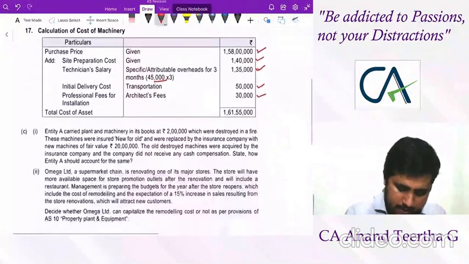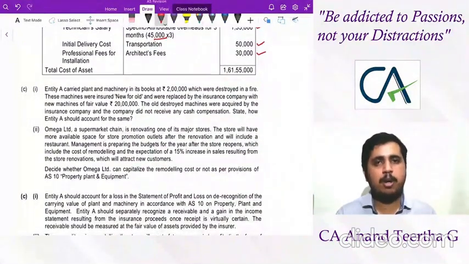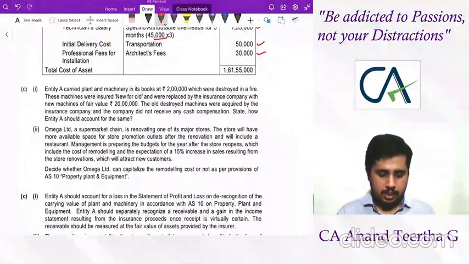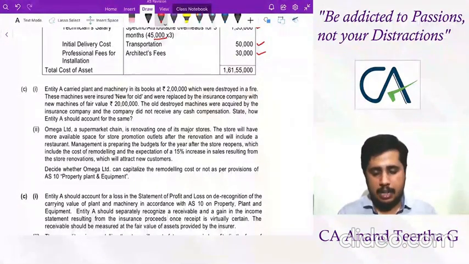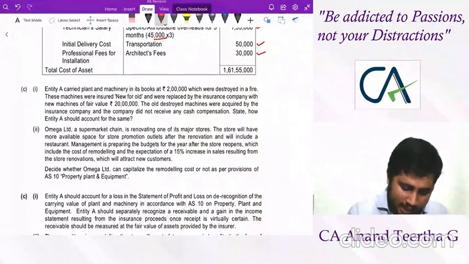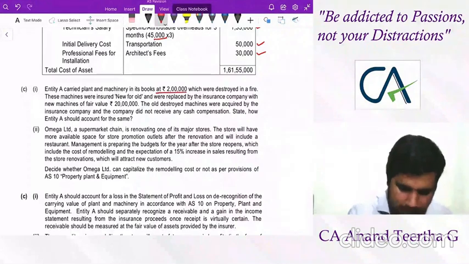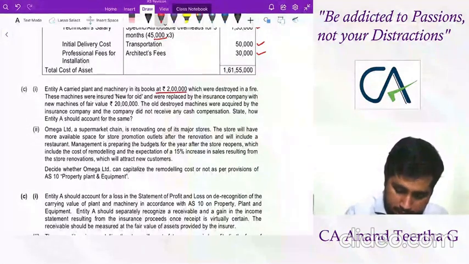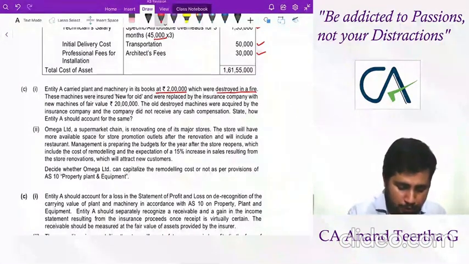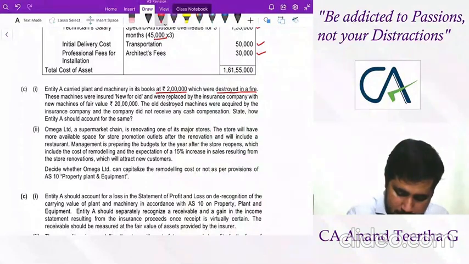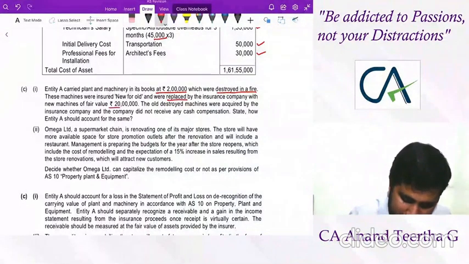Then this is the MTP question, the recent MTP question, mock test paper. I'll just read it up again. We'll analyze that and we will see what the answer is. Entity A carried plant and machinery in its books at rupees 2 lakh, which were destroyed in a fire. These machines were insured for new for old and were replaced by the insurance company with new machines of fair value 20 lakh.